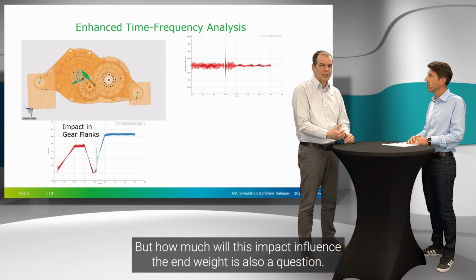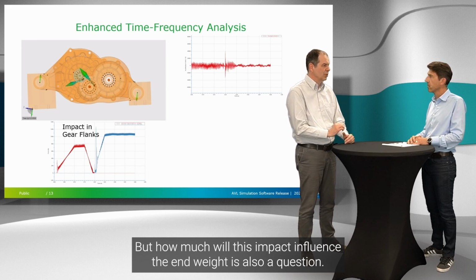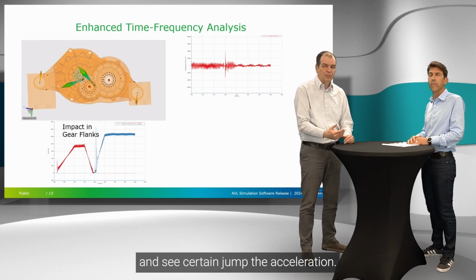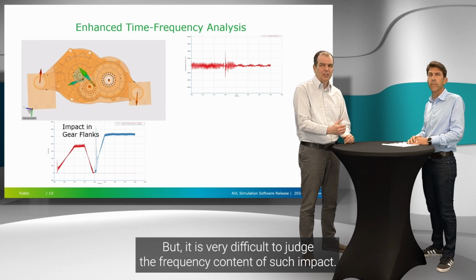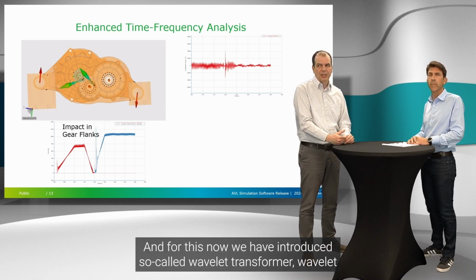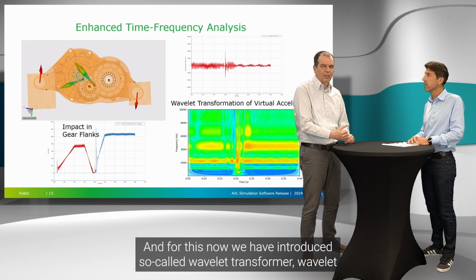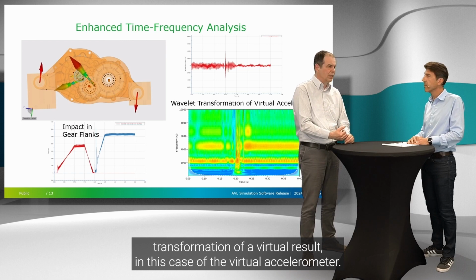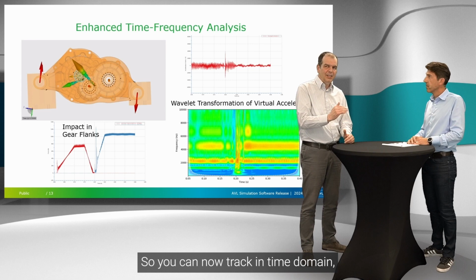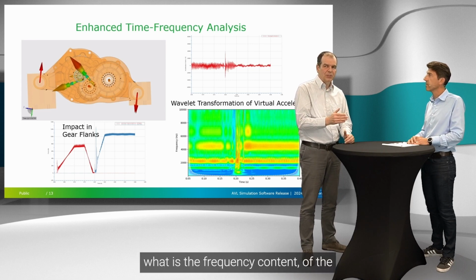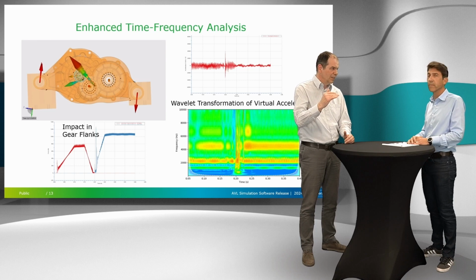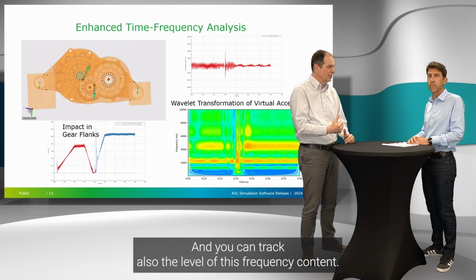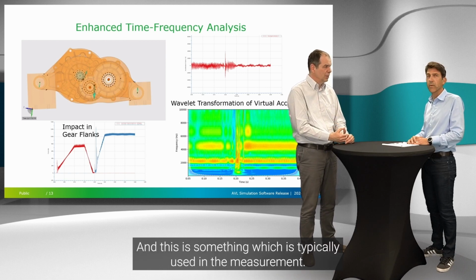But how much this impact influences the NVH is also a question. We can look at the accelerometer results and see a certain jump in the acceleration, but it is very difficult to judge the frequency content of such an impact. And for this, we have now introduced the so-called Wavelet transformation of a virtual result, in this case of the virtual accelerometer. So you can now track in time domain what is the frequency content of the excitation, or let's say response, and you can track also the level of this frequency content. And this is something which is typically used in measurement.